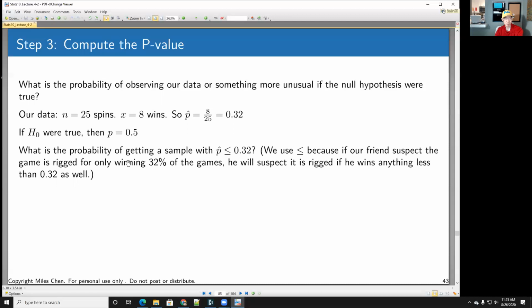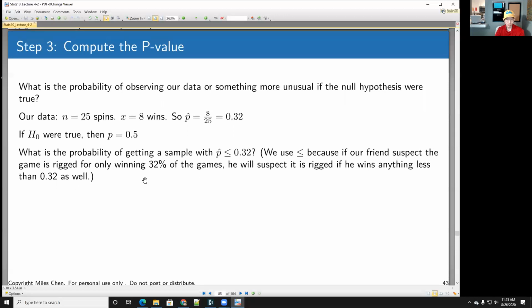Because if our friend is suspecting that the game is rigged for winning only 32% of the games, he would suspect that as well if he wins anything less than 32%. So we only won 32% of the time.